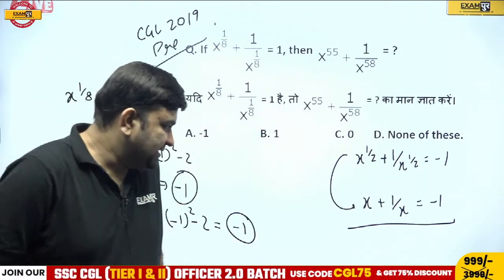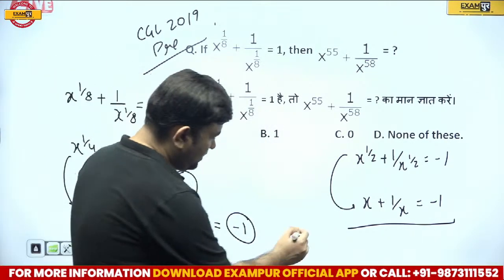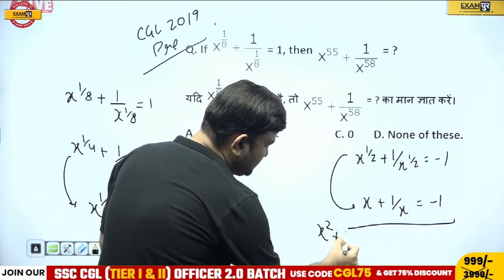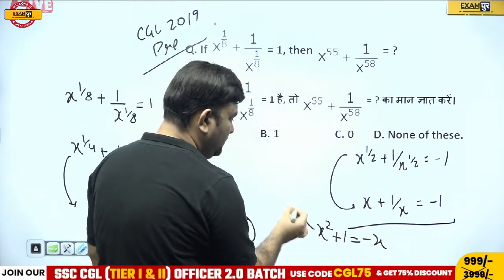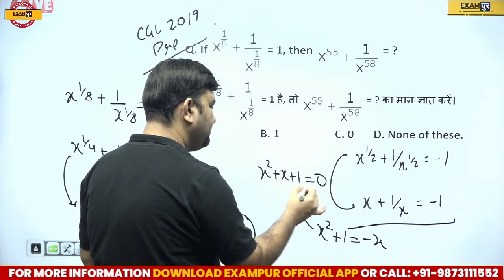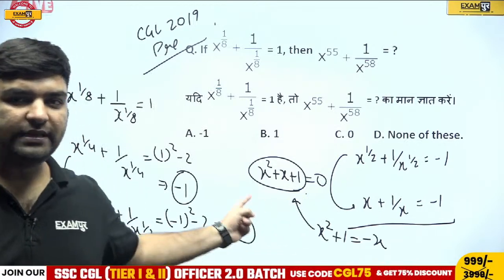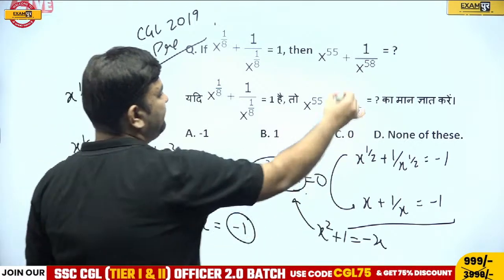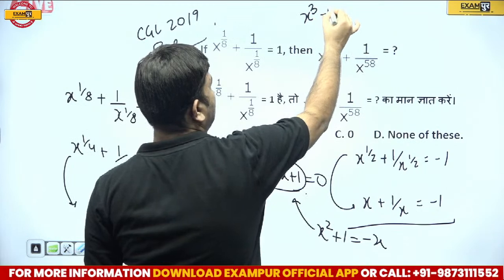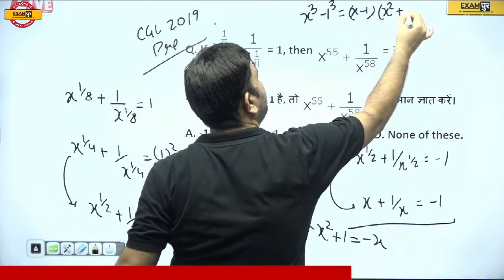x plus 1 upon x is minus 1. So x square plus 1 is minus x, or you can say x square plus x plus 1 is 0. Have you ever seen it somewhere? It's a factor of x cube minus 1 cube, as (x minus 1)(x square plus x plus 1).